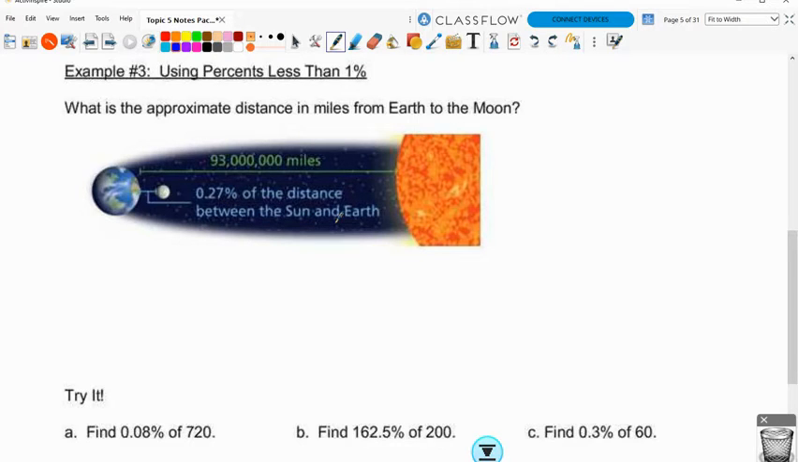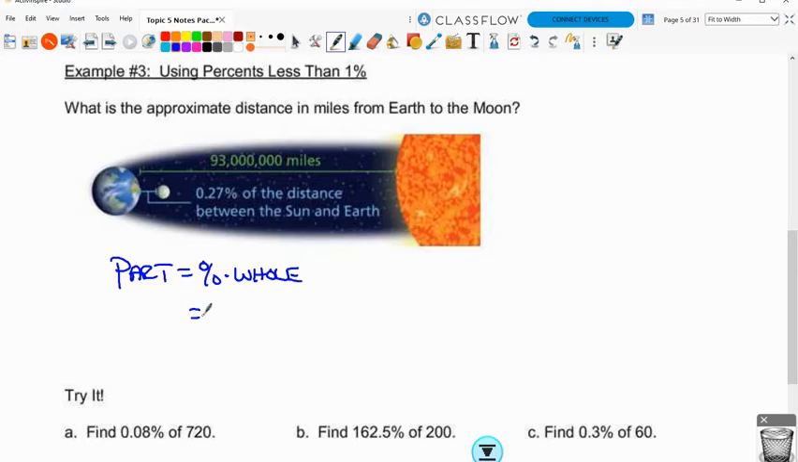And if we look over here, this is the sun, and they've labeled the distance between the Earth and the sun as 93 million miles. The Earth and the sun are 93 million miles apart. We have to figure out what this little bitty distance is between the Earth and the moon. So once again, we're going to start by using the percent equation. Part equals percent times whole.